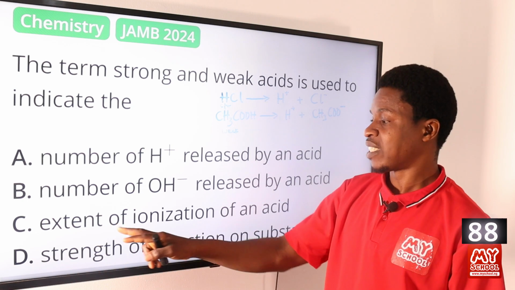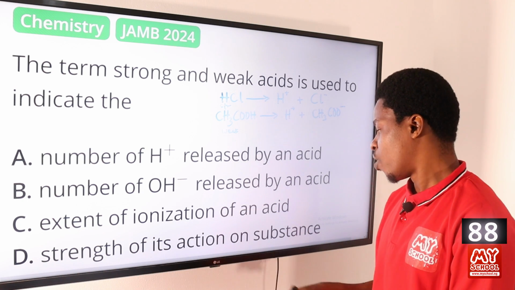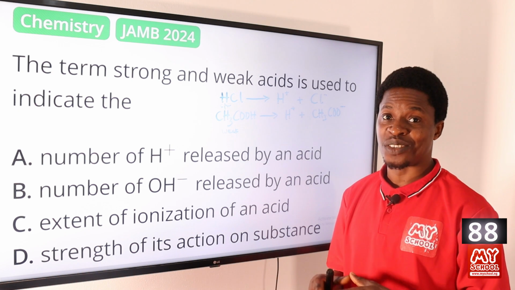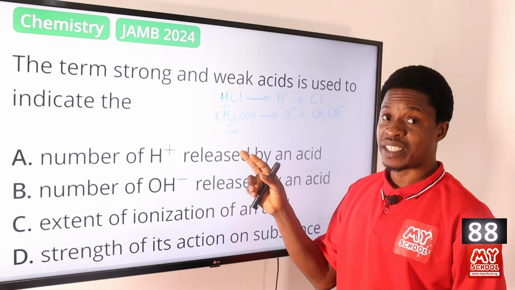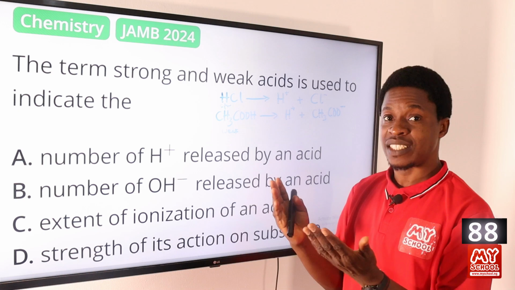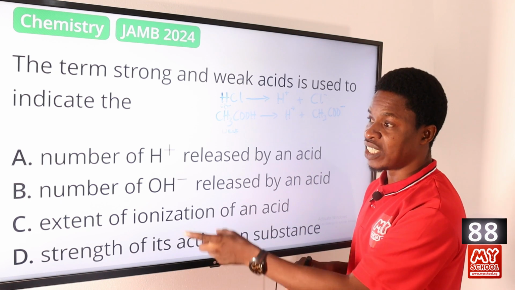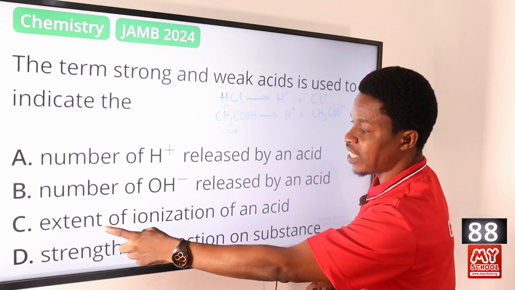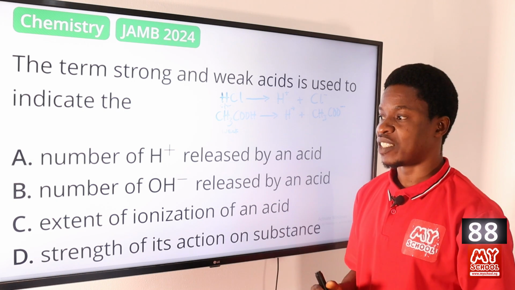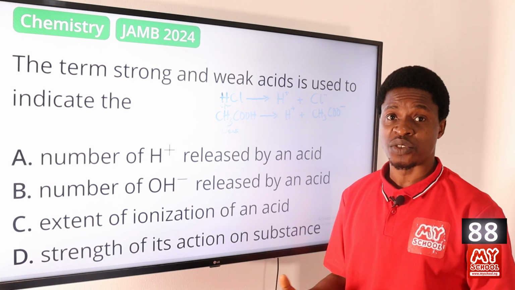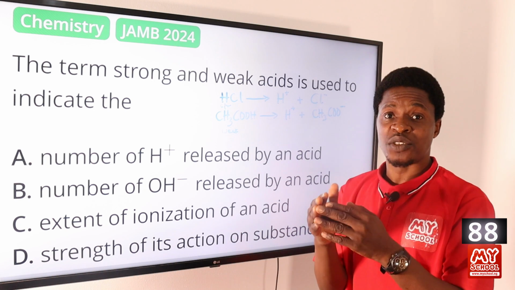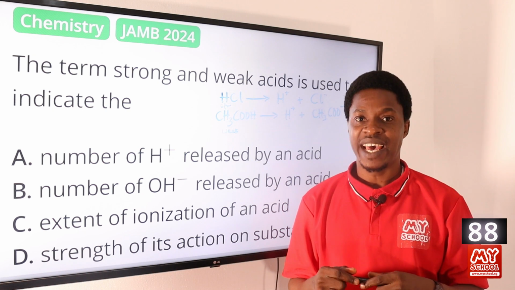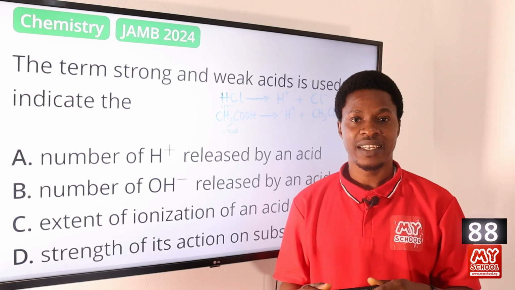the number of hydroxyl ions released should be for what? For a base. And then, the strength of its action on a substance can determine if it is strong or weak. Yes, this is correct, but this is all encompassing. This one can cover for option D and also option A, so it is eliminated. That is why we go for extent of ionization of an acid, which is also talking about the level of dissociation of the hydrogen ion when it is dissolved in water or in a solution. As a result, the correct answer is option C, extent of ionization of an acid.